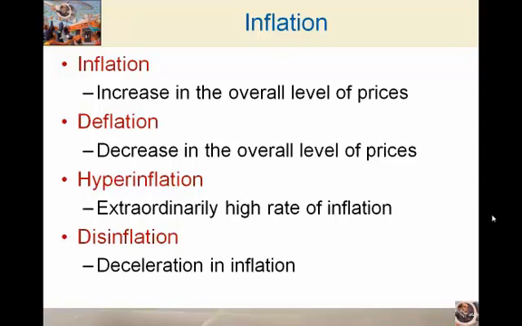Now, we can have periods when prices actually decrease rather than increase, and we call that deflation. And Japan is a country that's had deflation recently, and still has, in fact, I believe. Hyperinflation is where we have extraordinarily high rates of inflation, and we're going to talk about that as well. Disinflation is where you have rising prices, but the rate of increase in those prices is decreasing. So it's like a deceleration in the rate of increase. So, for instance, if the rate of inflation fell from 10% to 5% to 3%, that would be disinflation.